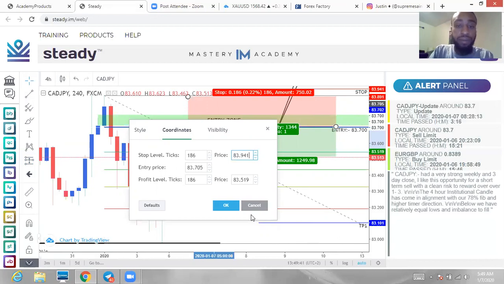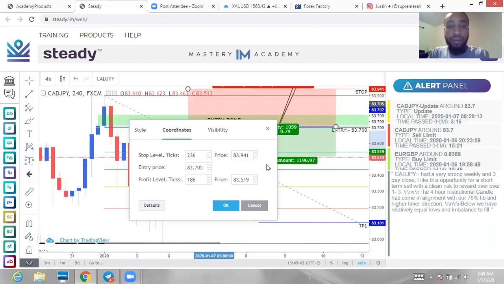.941. Do you see how this now jumped up and that it now tells us it's 23.6 pips? Let me adjust the entry now. So the entry is 83,700. I'm gonna click it again. Now you see the market is adjusted a little bit. So the last one, I'm gonna do 83,101.